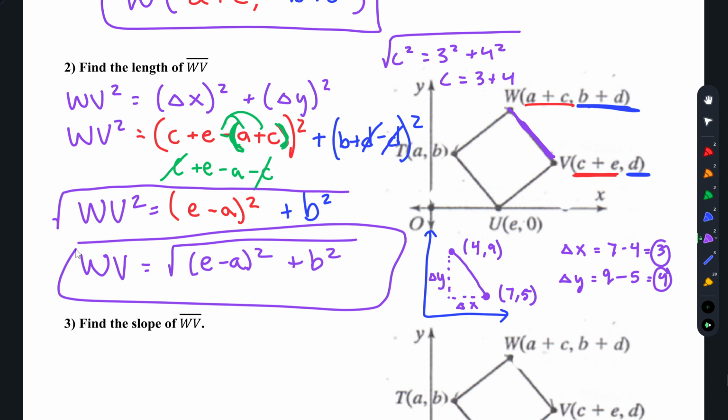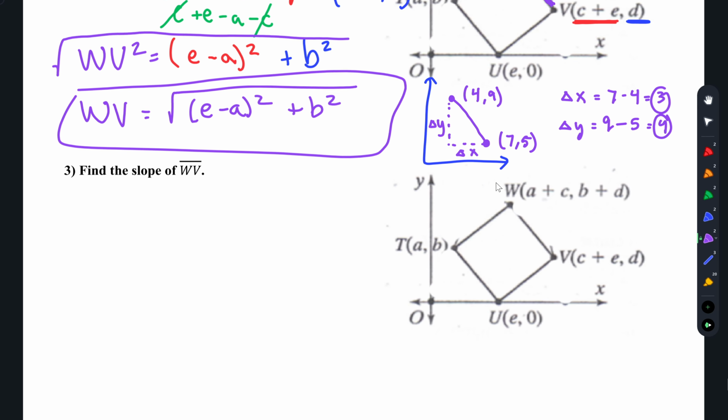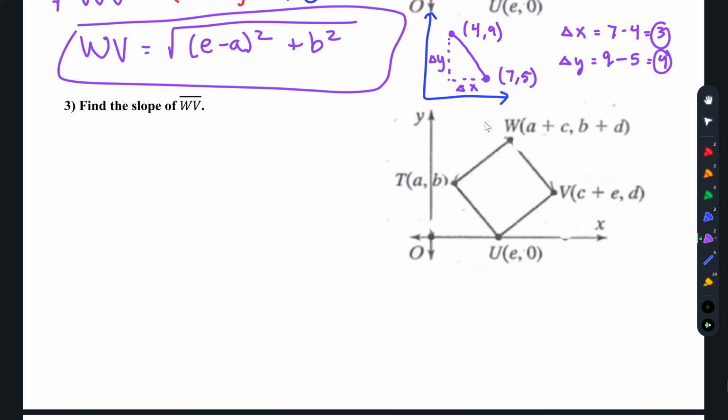Okay. One more like this. This one is the slope of WV. Do we remember our slope formula? M equals, anybody? Y2 minus Y1 over X2 minus X1. That's my slope formula.